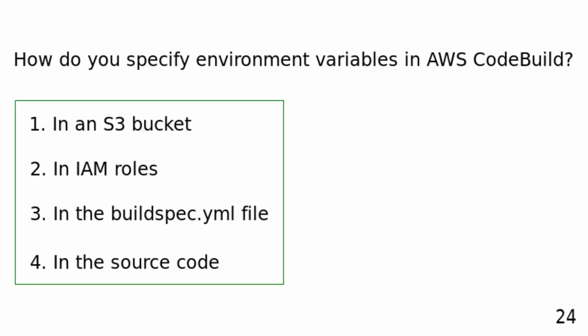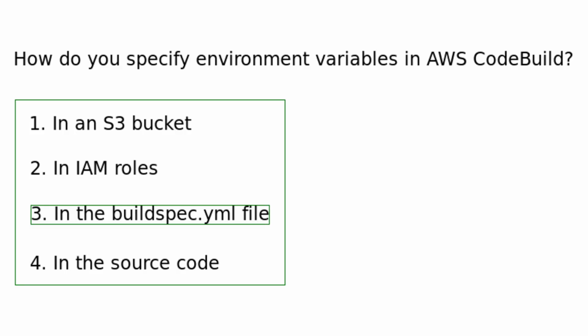How do you specify environment variables in AWS CodeBuild? In an S3 bucket. In IAM roles. In the buildspec.yml file. In the source code. Environment variables in AWS CodeBuild are specified in the buildspec.yml file.